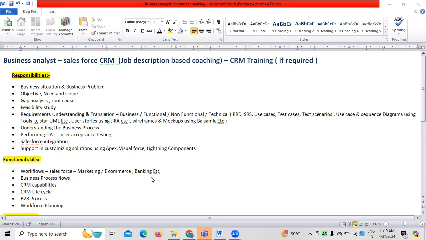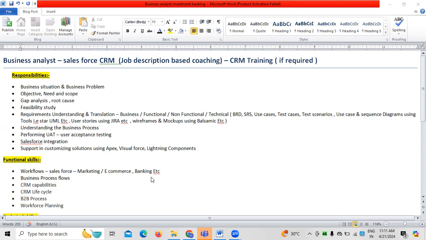At the same time, we need to perform some responsibilities in supporting customized solutions when we are migrating the projects using Apex or Visualforce Lightning components. So these are the major standard responsibilities being a BA in Salesforce is what something we do.